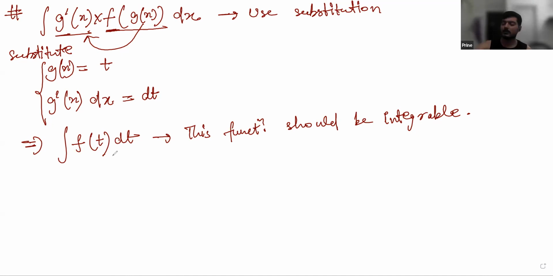First, we'll start with some basic integration, tan x and cot x. They are also done using substitution. Tan x dx. I want to integrate tan x dx. Let's say its answer is I. So I need to find I.